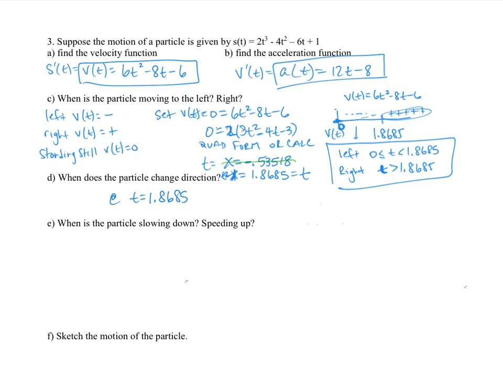All right, for speeding up and slowing down, we talked about this in class, and we developed the reasoning behind this. But the bottom line, the reasoning is for slowing down, we need v of t and a of t to be opposite signs. For speeding up, we need v of t and a of t to be the same sign.